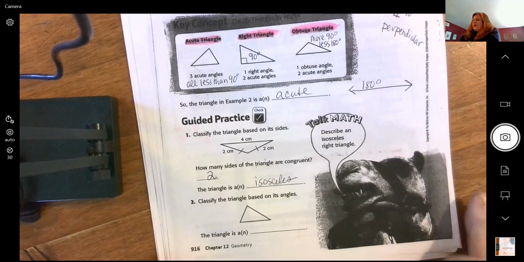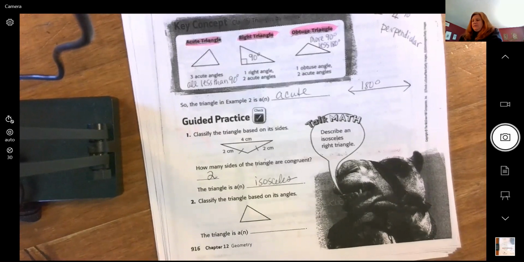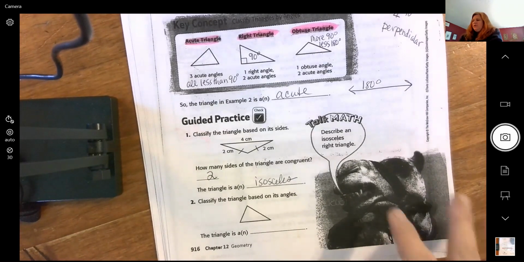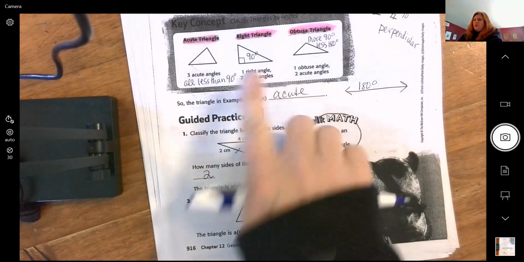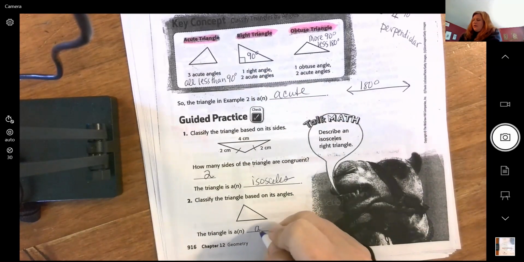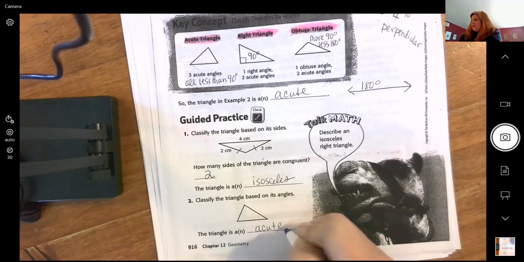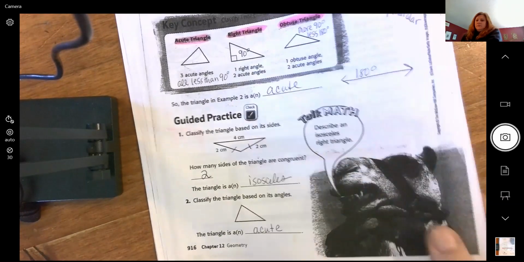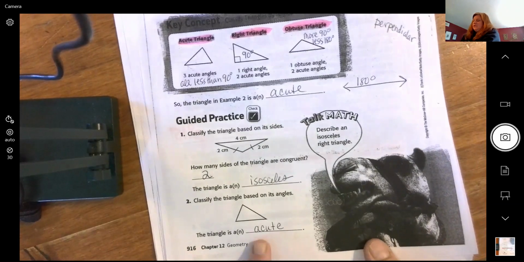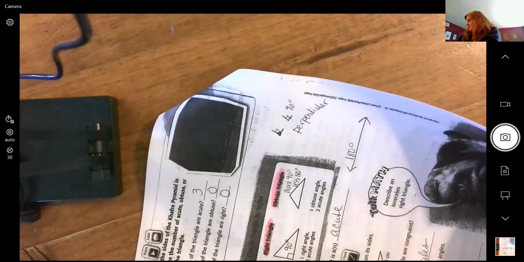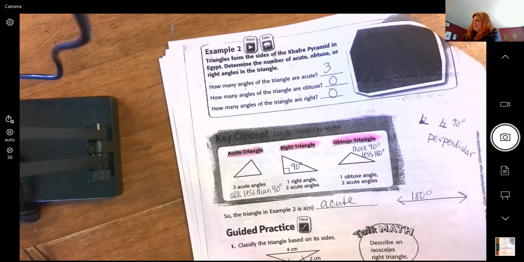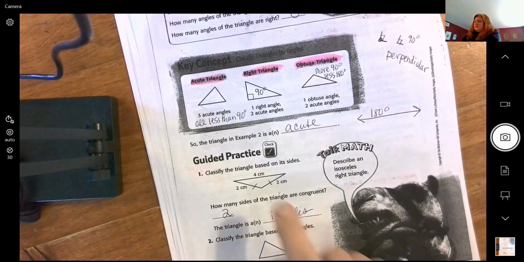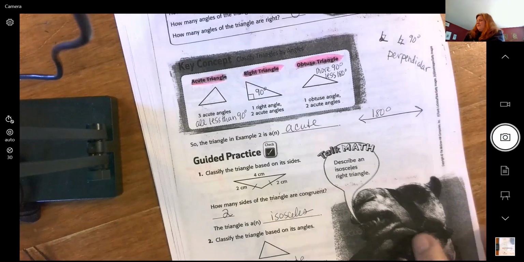Look at your angles, and I do it in 3 steps. Does it have an obtuse angle? No. Does it have a right angle? No. Then it's automatically acute. So this is an acute scalene, it looks like, and this is an obtuse isosceles. You see how it has that really big angle there?